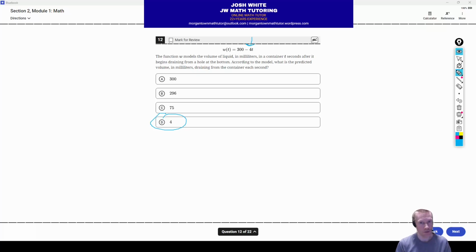Now, if you weren't sure of that, if you couldn't figure that out, or it didn't make sense to you, you could also do picking numbers on this. You could say, okay, when t equals 1, how much liquid's in the container? When t equals 2, how much liquid's in the container? So you just plug those in. When t is 1, 300 minus 4, there's 296. When t is 2, there's 292 milliliters. So how much was drained in the 1 second from t equals 1 to t equals 2? Well, 4 milliliters. So that's how you could also confirm your answer using, again, the strategy of picking numbers.